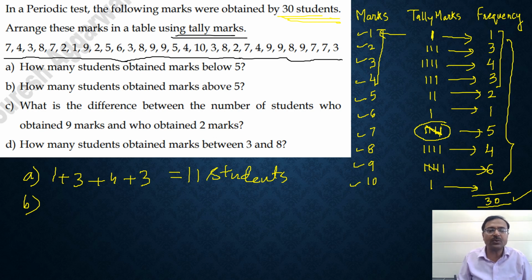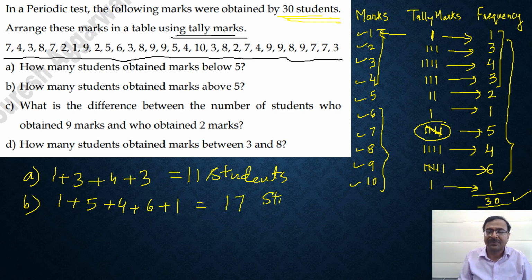Look at the second question. How many students obtained marks above 5? Above 5 means 6 to 10. So add all the frequencies from 6 to 10. 1 plus 5 plus 4 plus 6 plus 1. And that gives us 17 students. This is the answer for the second part.